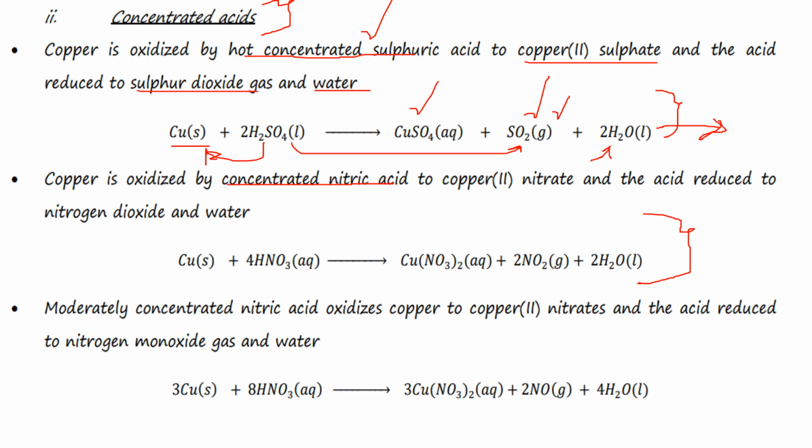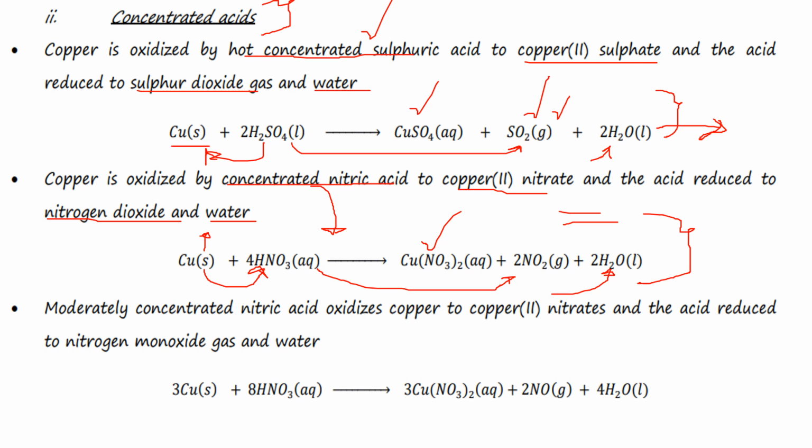Copper is also oxidized by concentrated nitric acid to give us copper two nitrate, and after the acid oxidizes, it gets reduced to nitrogen dioxide together with water. Equation balancing is by redox reactions, because we have a reaction containing a concentrated acid together with a metal or a compound. We say that such reactions are redox reactions for as long as you have both oxidation and reduction.